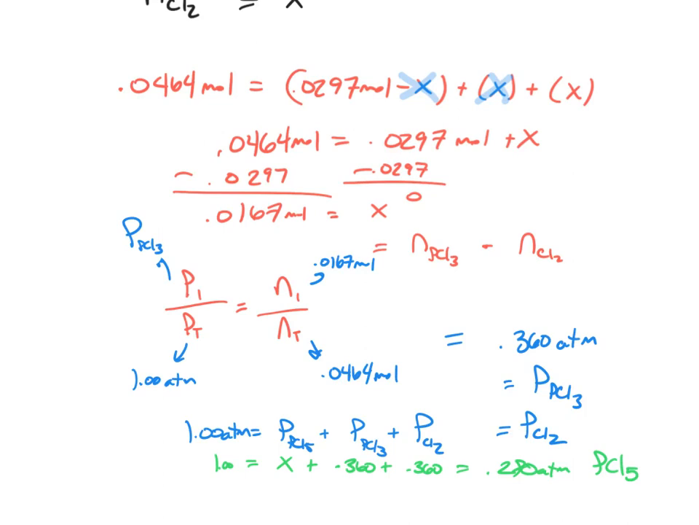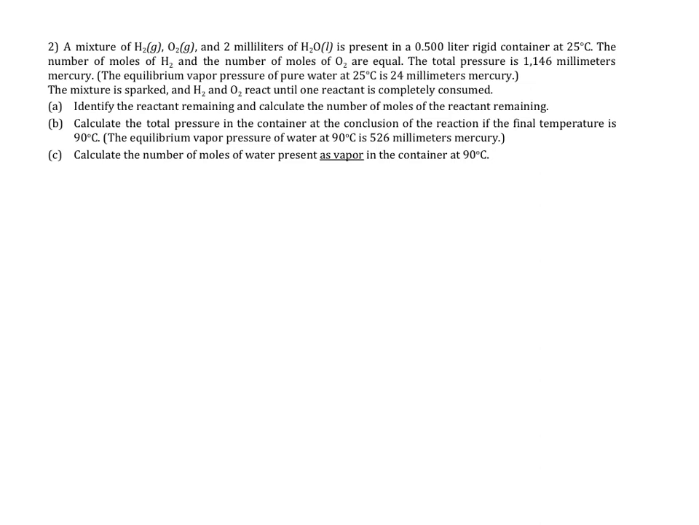I have my two answers, 0.360 atmospheres of PCl3 and 0.280 atmospheres of PCl5. You may have come up with an alternate way of doing this with fewer steps. As long as you show your work and I can easily follow it, you'll get full credit on the quiz on Wednesday. Here's the answer for question number 2.